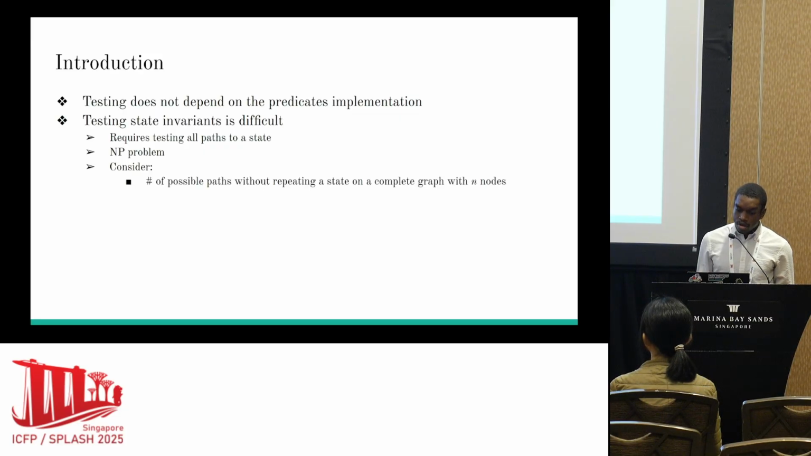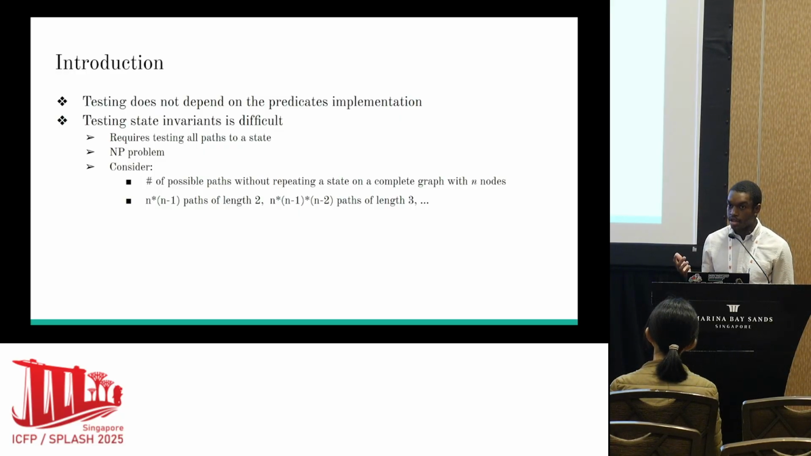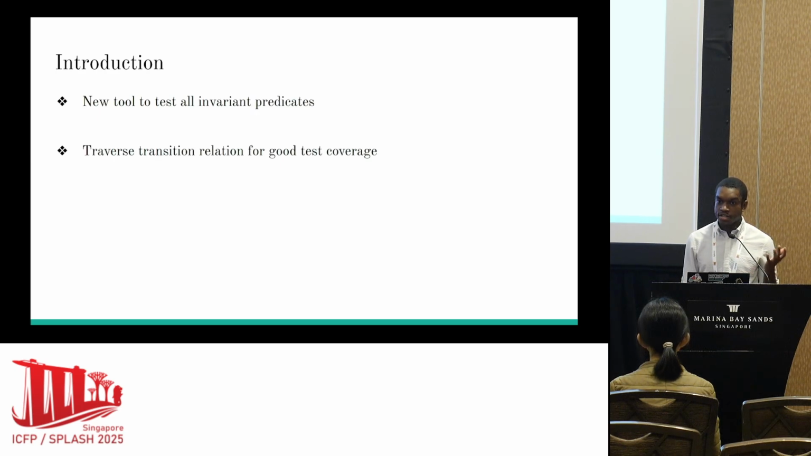Now, this is an NP problem, and I would like you to consider the following example. Consider the number of possible paths without repeating a state in a complete graph of n nodes. The number of paths of length 2 is n times n minus 1, and the number of paths of length 3 is n times n minus 1 times n minus 2. So we can see that the number of paths of length n would then be n factorial. And if we wanted to find the total number of paths for the entire machine, we'd have to sum up all of these n factorials. So I think we can all agree that asking students to write this many tests is just unreasonable.